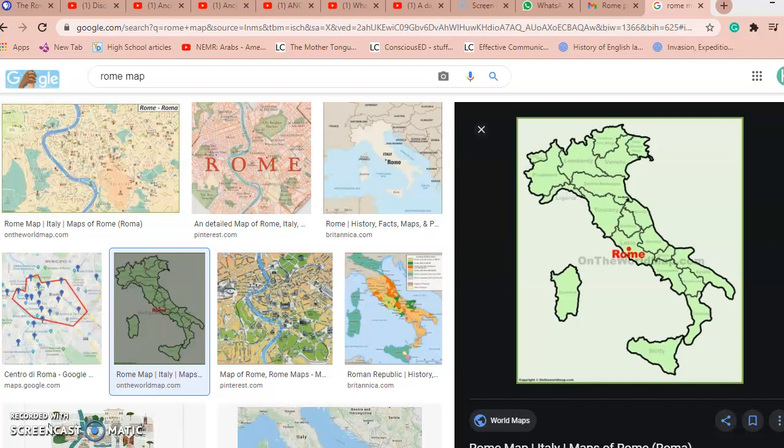Today we will start our first actual social studies lesson about the Roman Empire. I have a lot of things to show you and a lot of things to share with you. First of all, I want to ask you, do you know where Rome is?